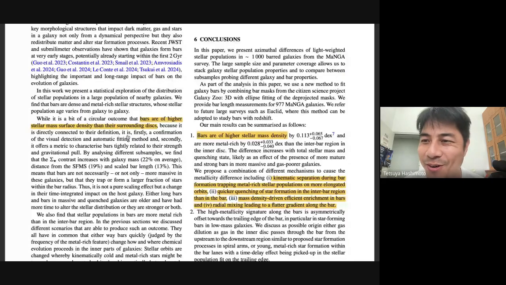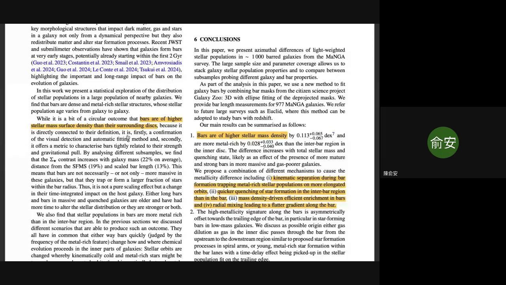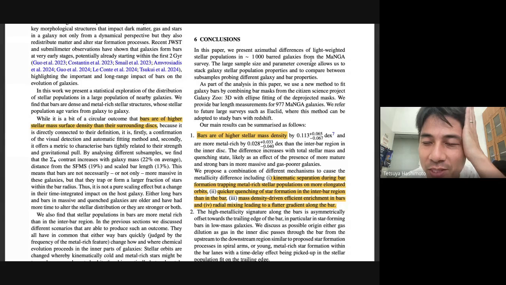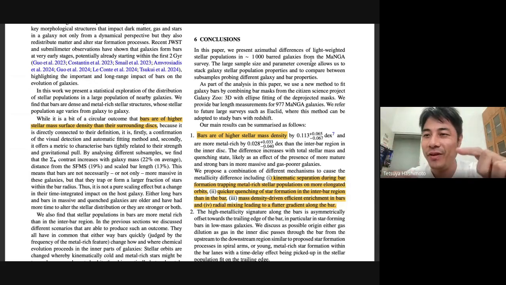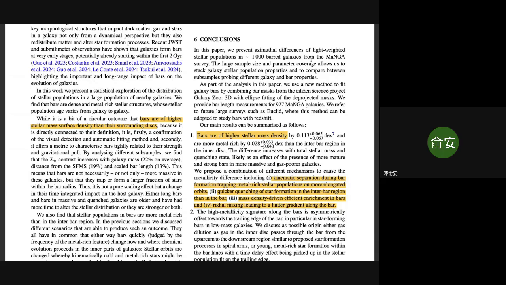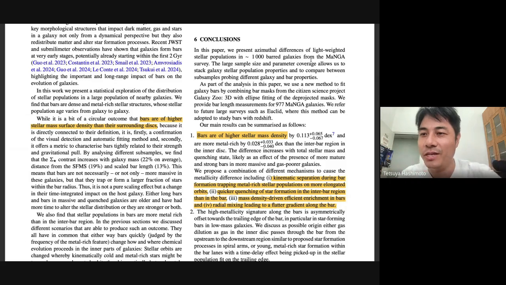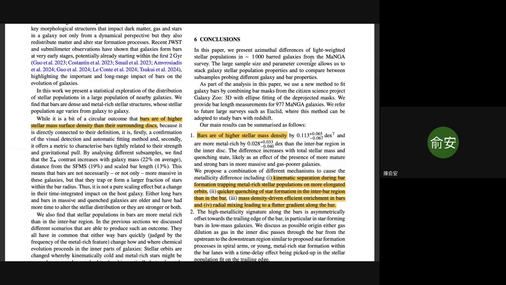I have a question. About this conclusion, bars of higher stellar mass density, that I can understand, but then I just wonder, by definition of bar, we expect this conclusion, no? Because in order to identify a bar, we need to have higher stellar mass density. Otherwise, we cannot see structure. So I wonder if this conclusion is just coming from their sample selection, or just the definition of bar.